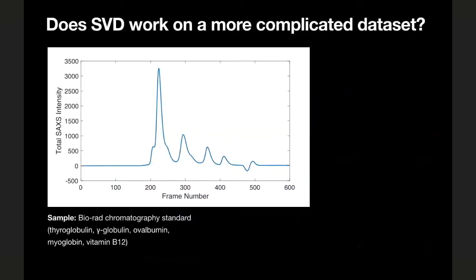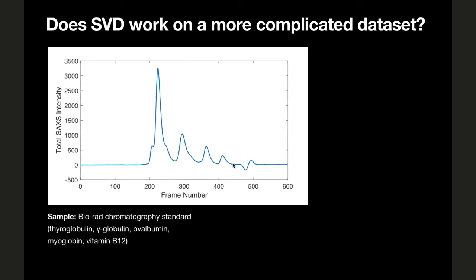Okay, so now you might be wondering, what if I have a really complicated data set? What would SVD tell me about that? So here's another fun test case. I just loaded up a whole bunch of standard proteins into a mixture and injected them. This is the BioCAT chromatography standard, which is a bunch of proteins and vitamin B12, and you get a chromatogram with a bunch of peaks in it.